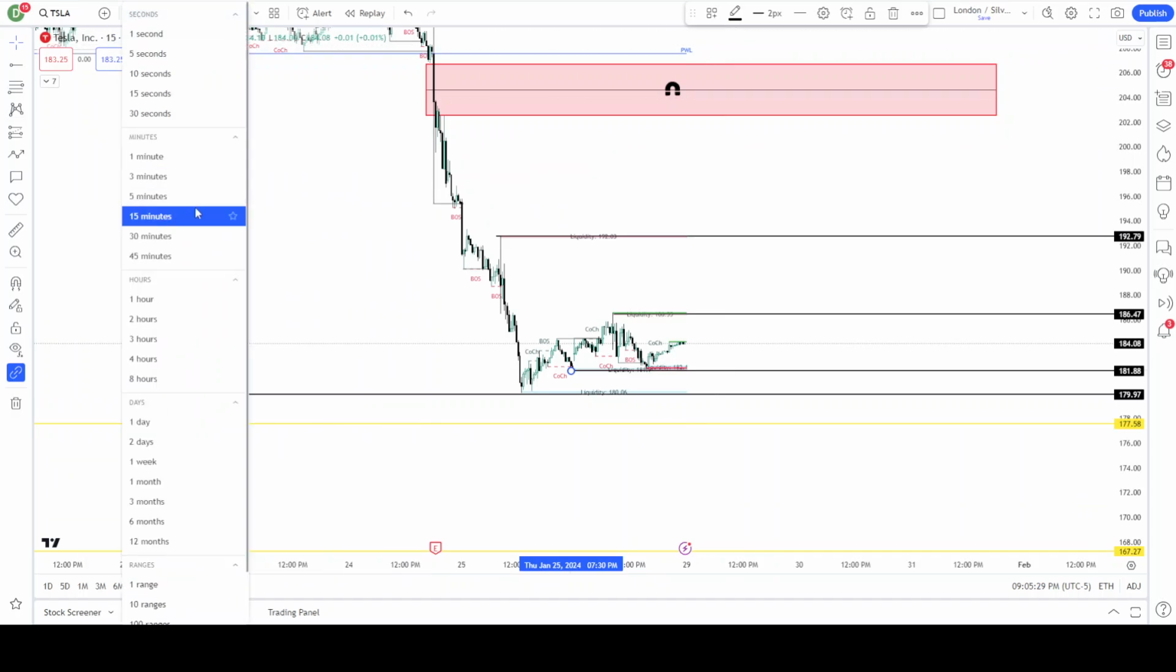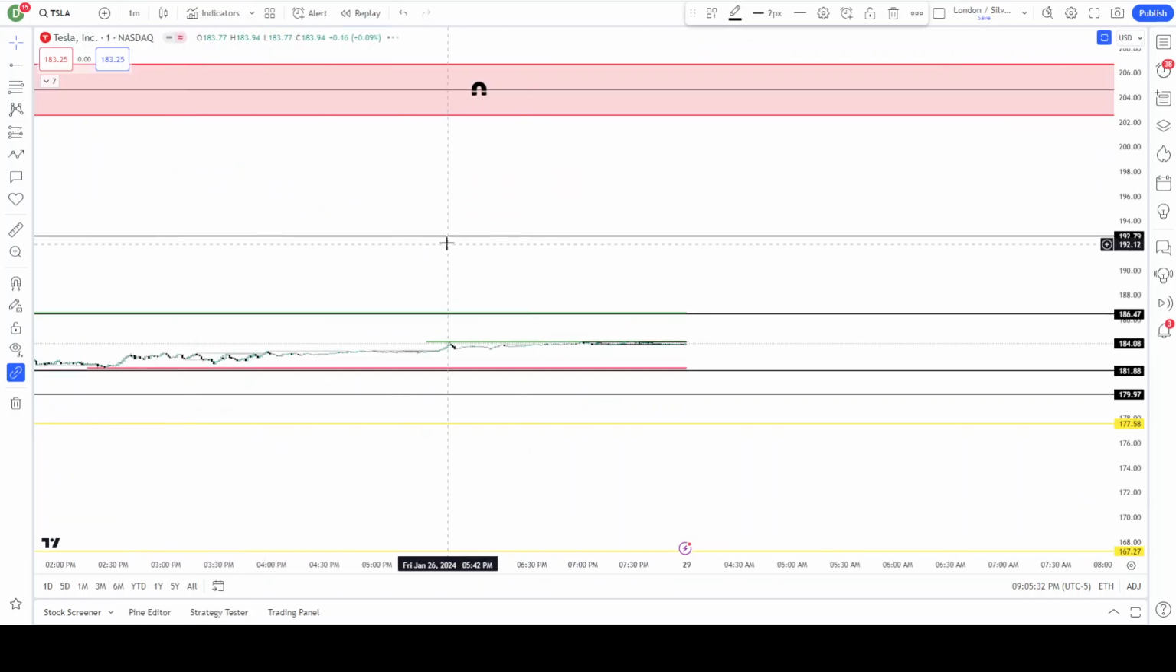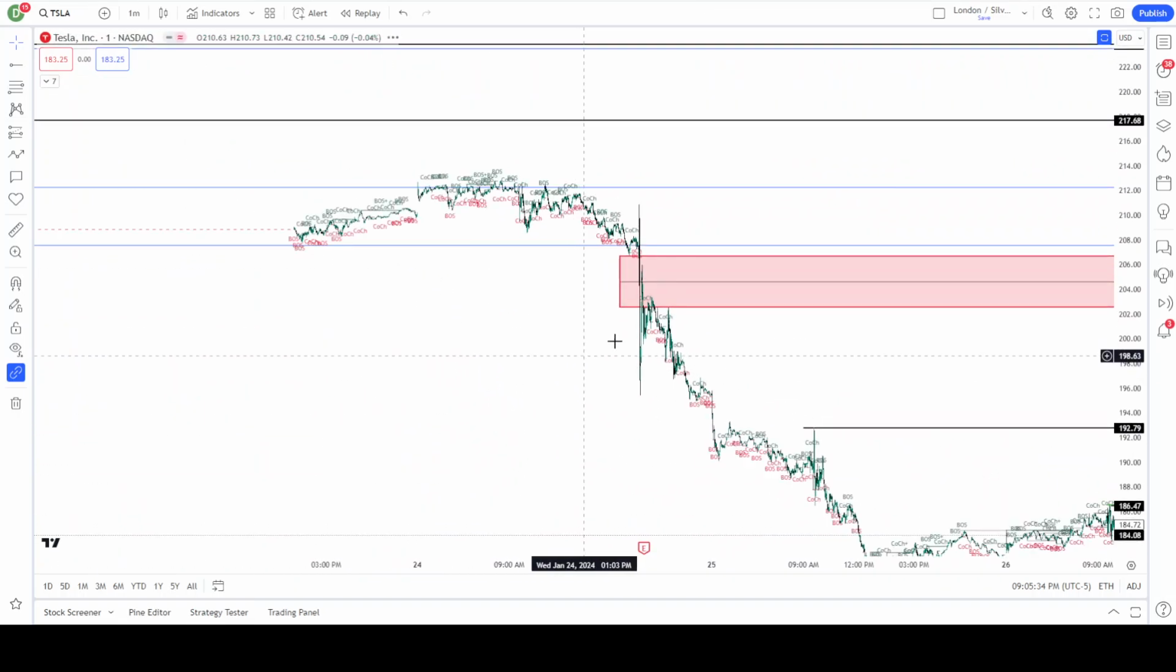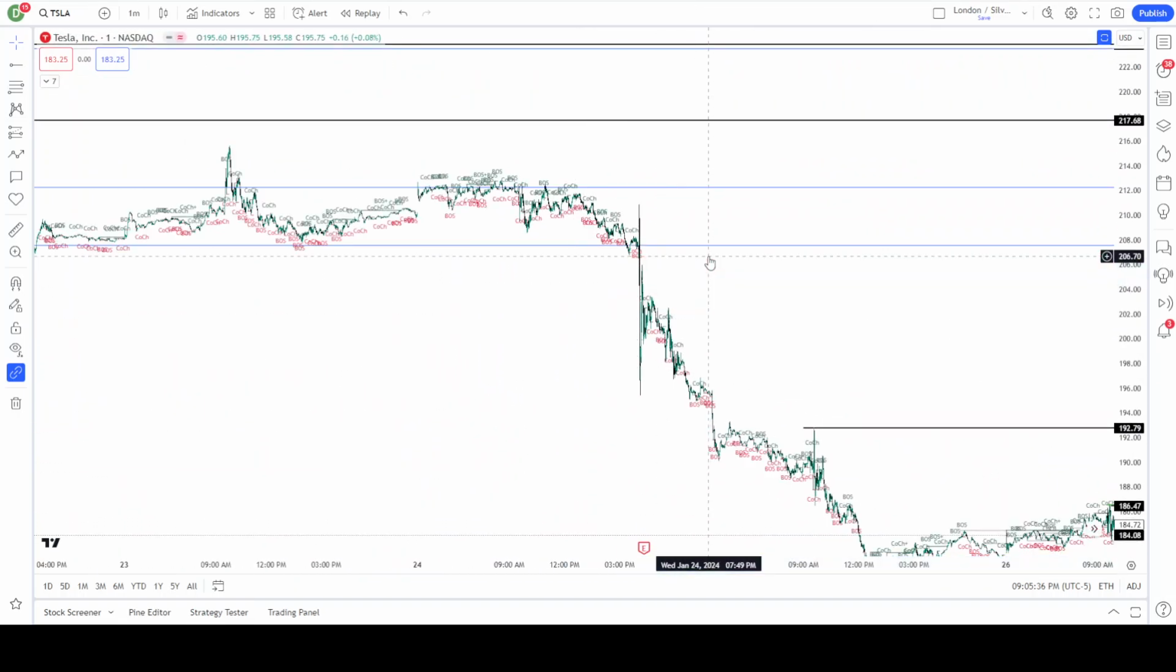Same thing is going to show up on the lower time frame charts. The only thing I want to mention on the lower time frame charts is, again, your smart money trade setups.